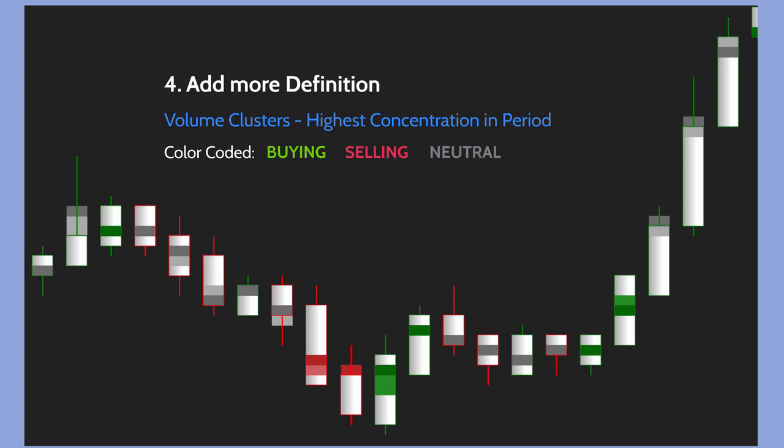Green clusters show prices where buyers dominated the exchange. Red indicates sellers were in control. And gray shows clusters which were generally neutral, not strong enough to force a substantial move in the market.